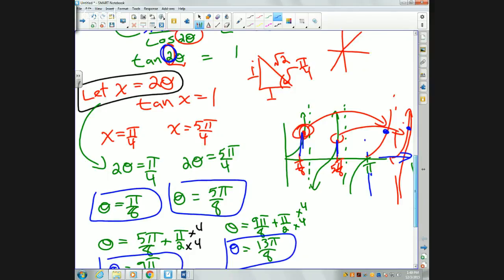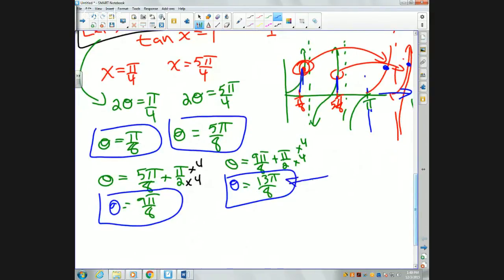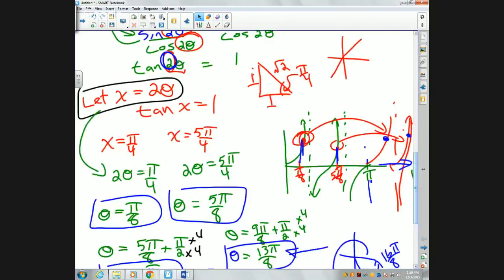Well, that's a good question. Our final answer, our last one is at 13 pi over 8. This would be 16 pi over 8. Our last answer is somewhere in here. We can't go much further than that. Really good question. If the question just said to give the answers for one cycle, these pi over 8 and 5 pi over 8 are the answers for one cycle.